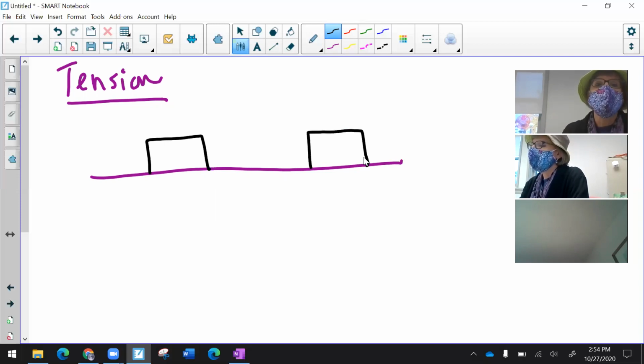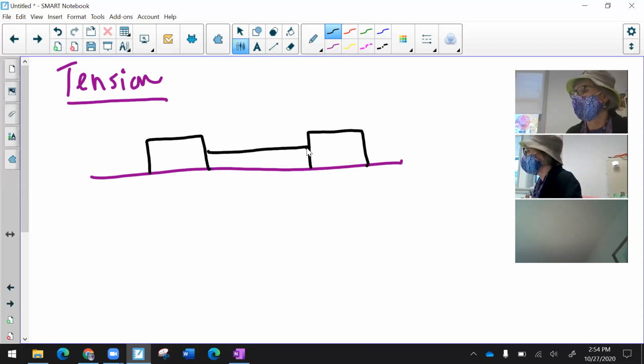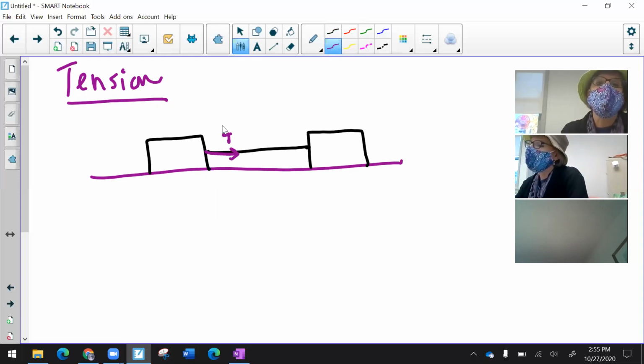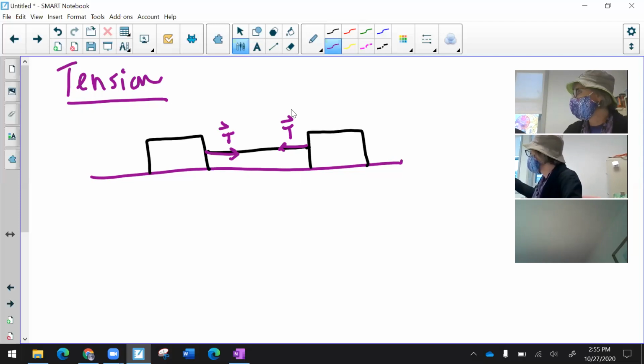Sometimes what we have are two objects that are connected by a rope, and we'll do some examples like this. And the important thing to remember here is that the tension is always along the rope, okay? And that the tension force always goes away from the object, so that when we're drawing the free body diagram, the tension force always points going away from the object.